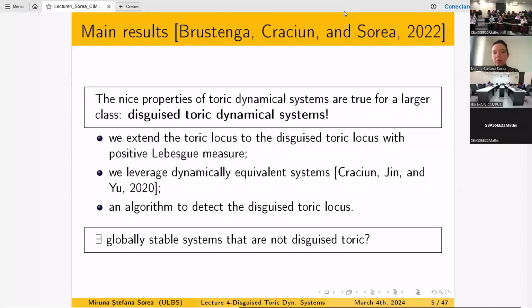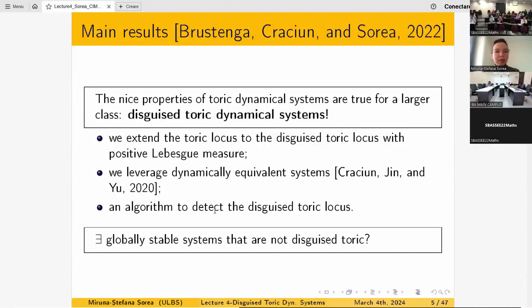Now we find many more nice systems with this algorithm that we have, coming from the network that we start with. We'll see that actually by using other networks. We start with a network, but as tools, we use some other network. So what we leverage is the notion of dynamical equivalence introduced by Crăciun, Jean, and you.